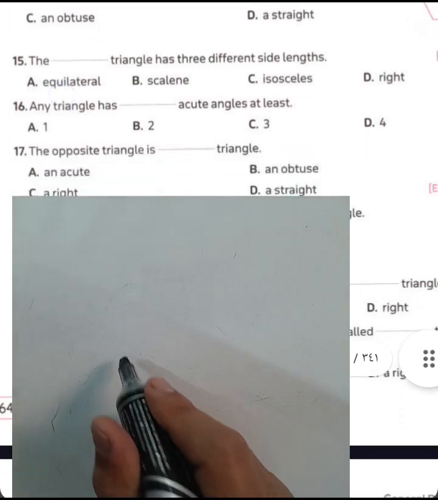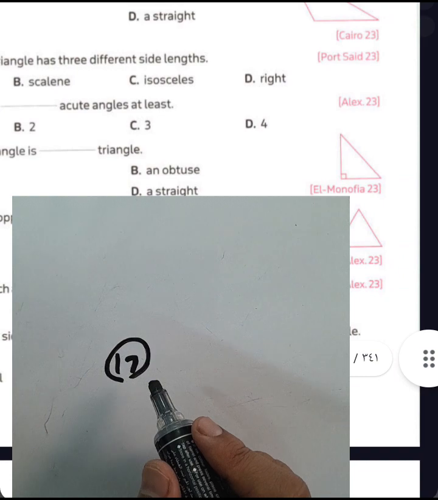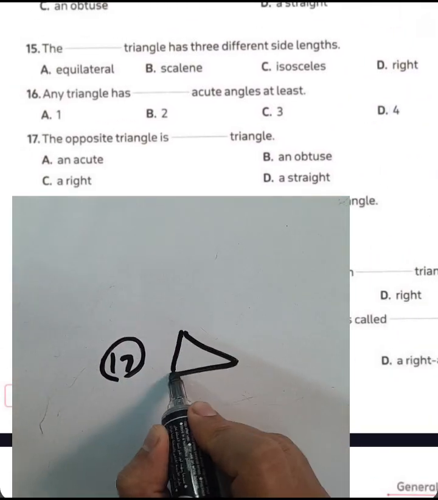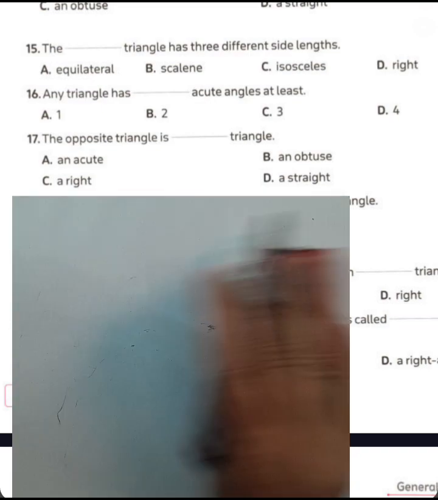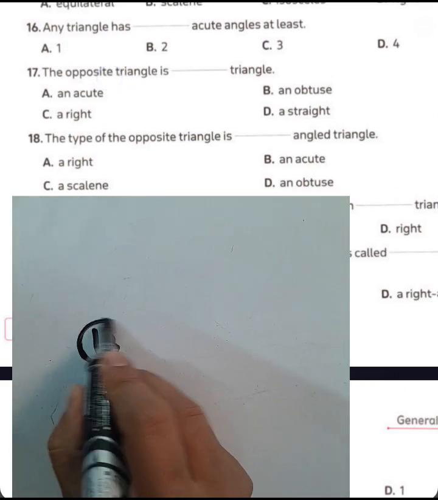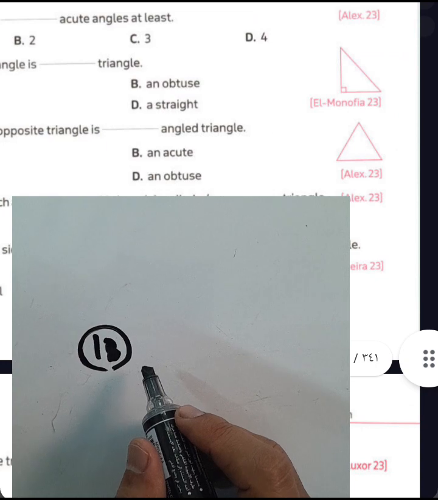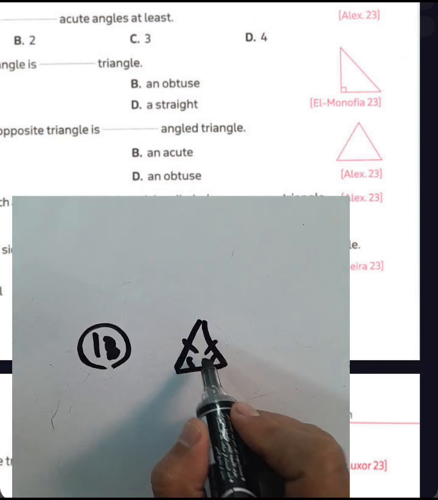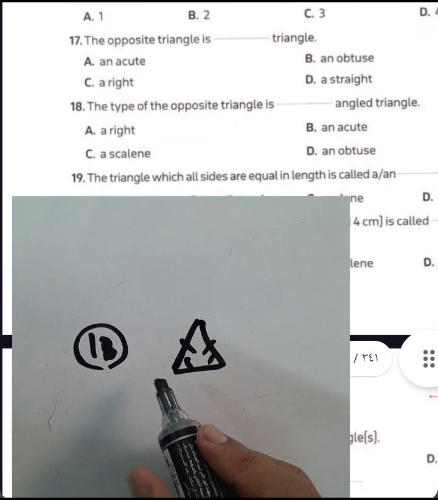Question 17. The opposite triangle is what? Right angle, because the measure of the vertex equals 90 degrees. Okay, right. Choose letter C. Question 18. The type of the opposite triangle is space angle triangle. We have acute, because the measure of all angles is less than 90 degrees. Choose letter B, an acute triangle.